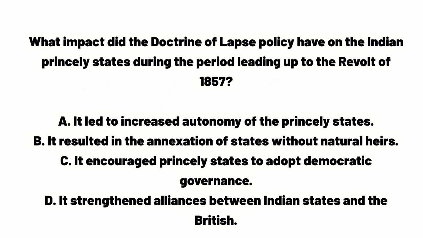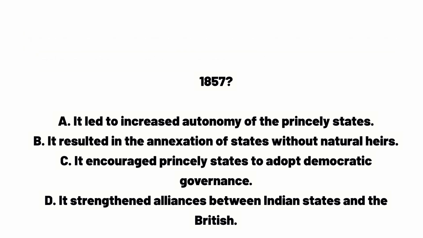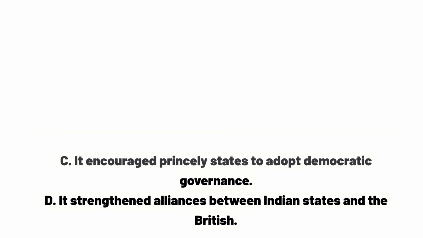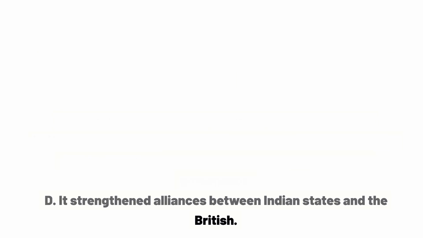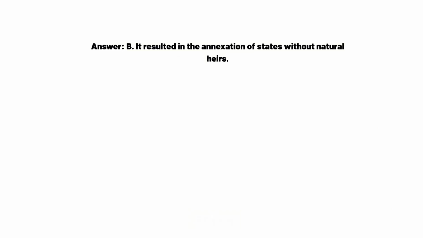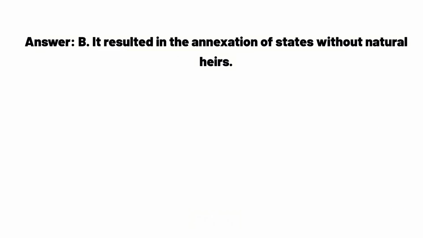What impact did the doctrine of lapse policy have on the Indian princely states during the period leading up to the revolt of 1857? A. It led to increased autonomy of the princely states. B. It resulted in the annexation of states without natural heirs. C. It encouraged princely states to adopt democratic governance. D. It strengthened alliances between Indian states and the British. Answer. B. It resulted in the annexation of states without natural heirs.